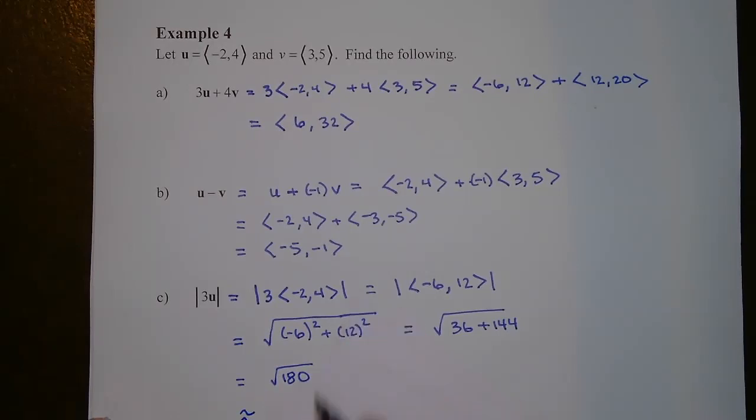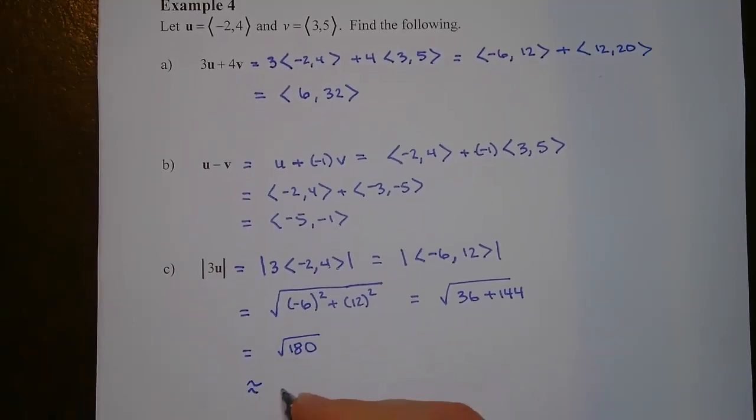Because the others we got were exact. So we'll put this in our calculator, and when you put it in your calculator, you get 13.416.